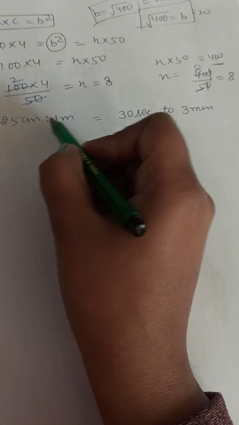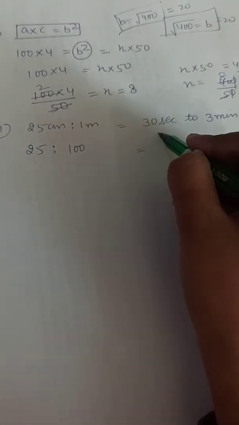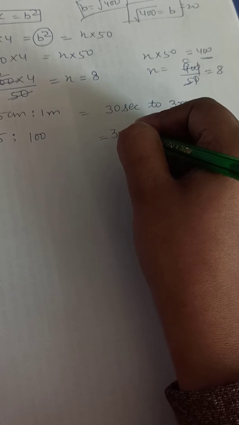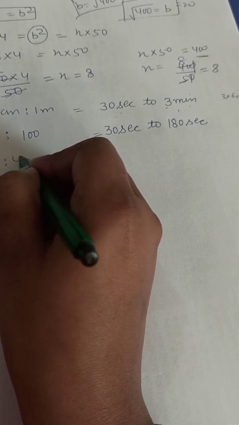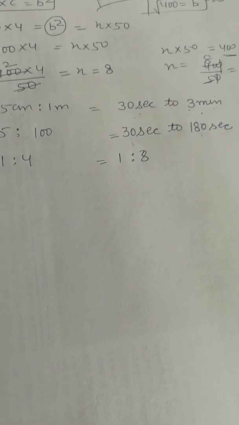form a proportion. So firstly see, make them the same unit, meter and centimeter, 100 centimeter, right. Minute, this is second and this is minute. Easily we can convert minute to second. 30 second to 3 minute. 3 multiply 60, 180 second. Cut it. 1 ratio 4. 0 cut by 0. 3 6s are 18. 1 ratio 8.